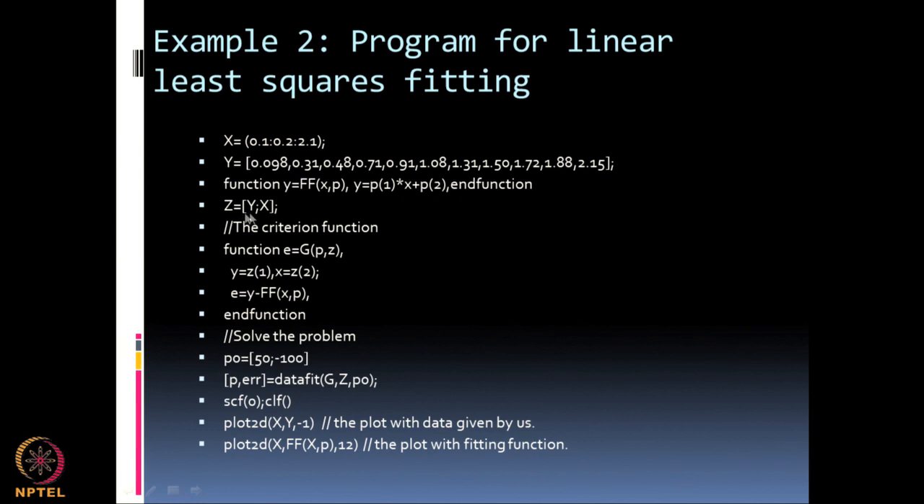So, end function, then z is the same, [y:x], criterion function, e is equal to g(p, z), y is equal to z1, x is equal to z2, e is equal to y minus ff(x, p), end function. How do I solve the problem? Okay. P0, I want to give an initial value of P0. See, remember, this P is having two values, P1 and P2. This is my initial values of P. Then I define this P, error, clear the screen and plot not only y, but also the fitted function y.